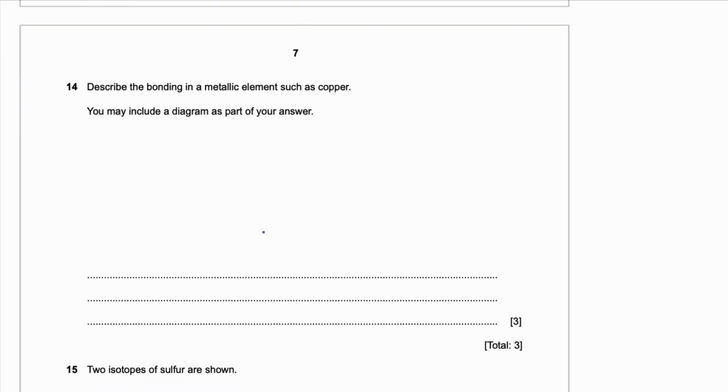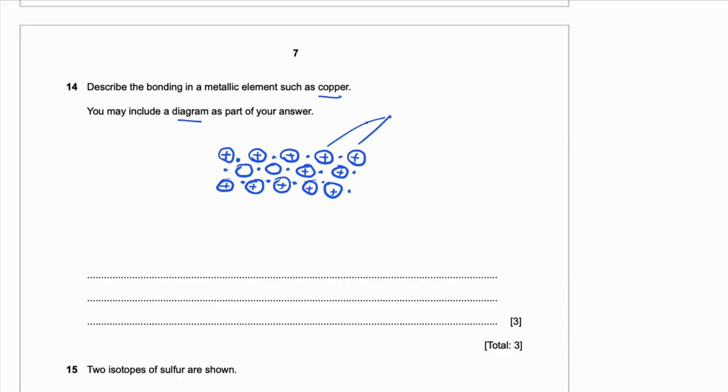Next question. Describe the bonding in a metallic element such as copper. So once again, metallic bonding, you may include a diagram. In a diagram, you should represent the cations as larger spheres. So here we have many of the larger spheres. You just draw as many as possible of them, and then you represent smaller dots between them to show the mobile or delocalized sea of electrons.